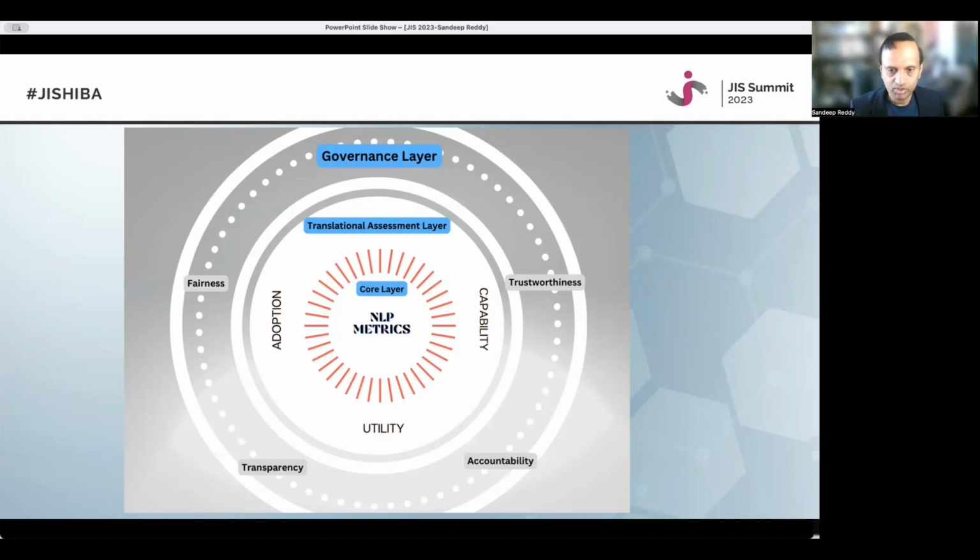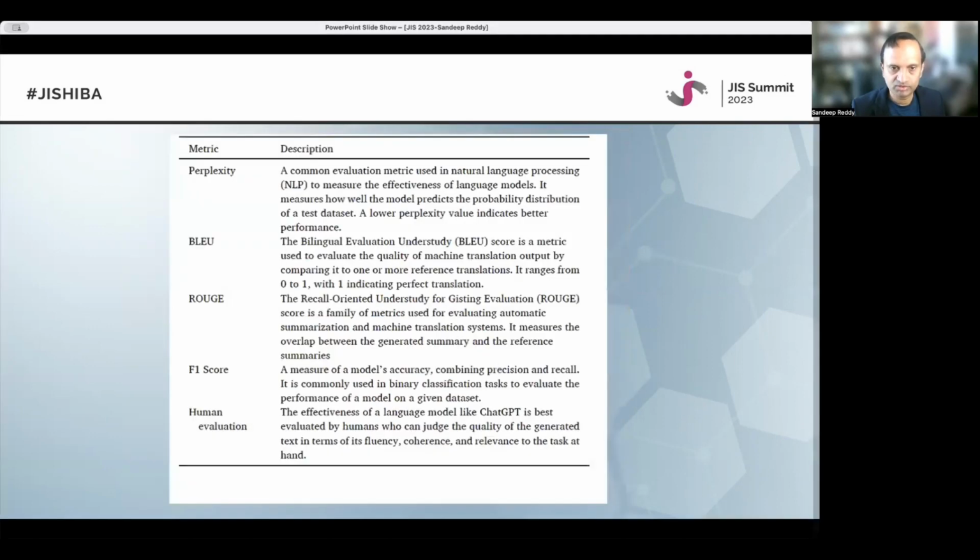The inner layer assesses the NLP metrics, using pre-existing natural language metrics or technical metrics, and surrounding that is the translational assessment, which has 3 components: adoption, utility, and capability. And the outermost layer is the governance layer, which has 4 components: fairness, transparency, accountability, and trustworthiness. So let's look in brief at those 3 layers.